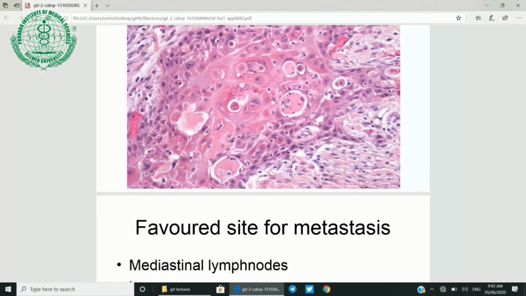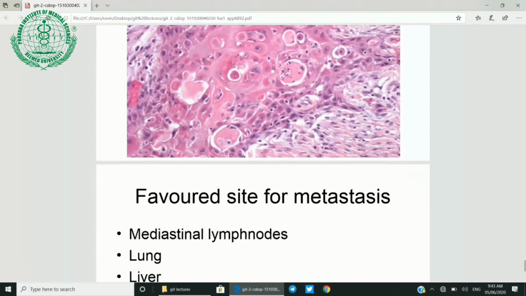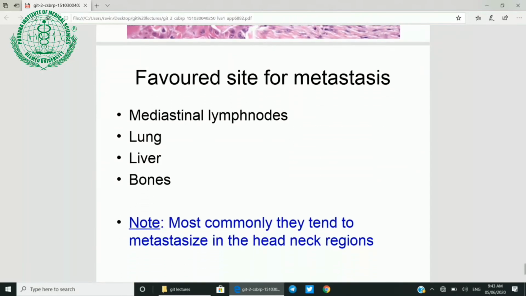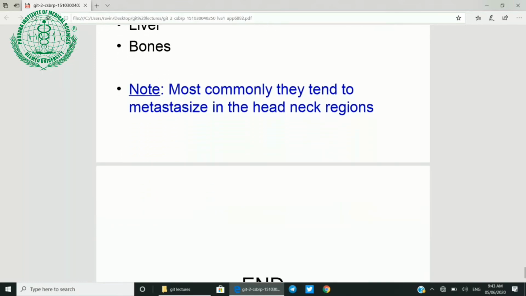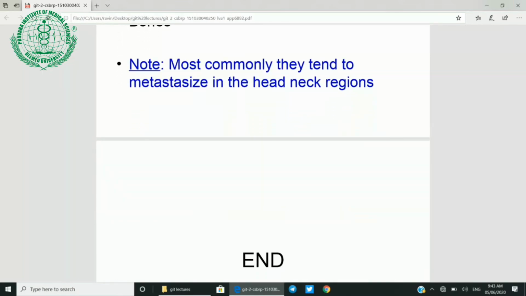Pearls or individual cell keratinization are seen in the well differentiated or moderately differentiated. In poorly differentiated, it becomes very difficult to identify this feature. Metastasis usually goes to the lung, liver and bones, and most commonly, initially, they go to the regional nodes of the head and neck.